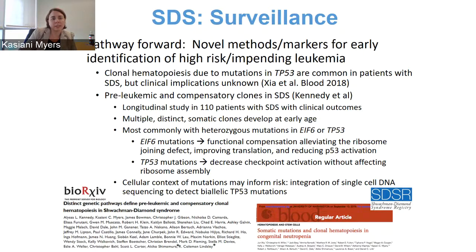So really the context of these mutations within a given cell may inform risk, as patients with biallelic TP53 mutations went on to develop leukemia. These data support the integration of single-cell DNA sequencing into serial marrow surveillance. And in fact, this is currently being offered on a research basis by the registry with a return of clinical results, although the timing of return of results may not be in a clinically actionable timeline. Next slide.